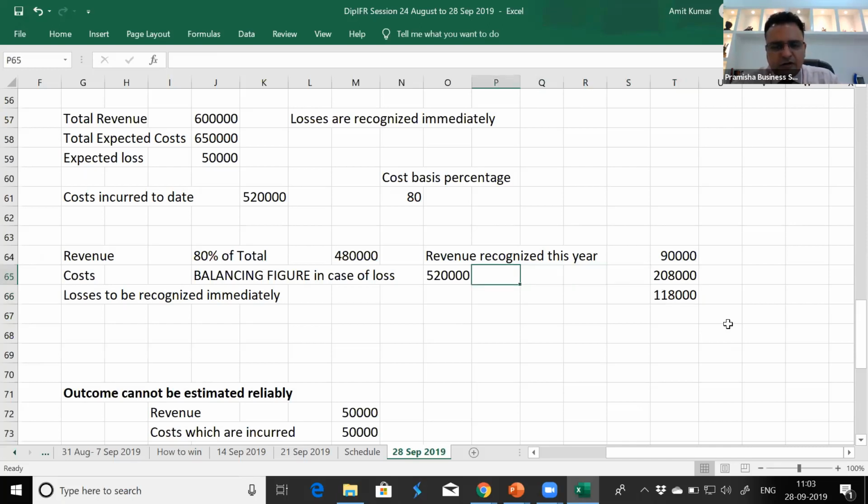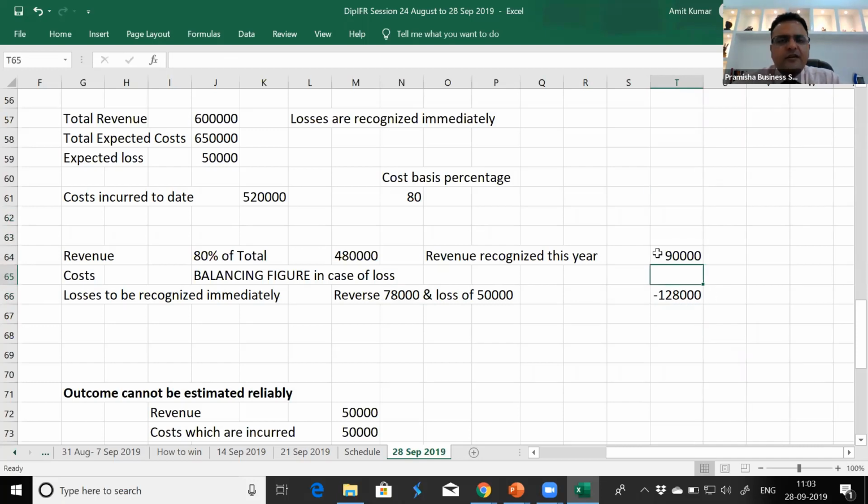So we do not apply percentage whenever we suffer losses. We do not apply percentage because this is not going to give us appropriate accounting. So how much loss we need to recognize? We need to recognize loss of 50,000 and reverse 78,000 in total. In total, 78,000 plus 50,000. The total loss to be recognized is actually reverse 78,000 and loss of 50,000. Total loss is actually minus 128,000. So we have to recognize that cost of sales this year will be the balancing figure of these two amounts. Minus 128 and 90.